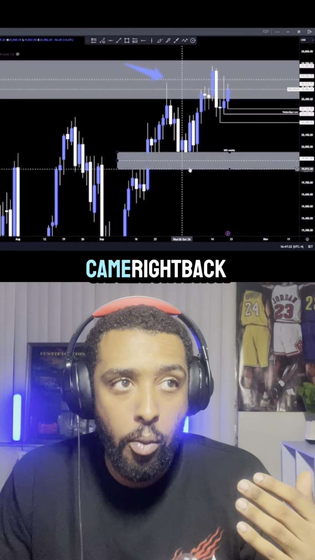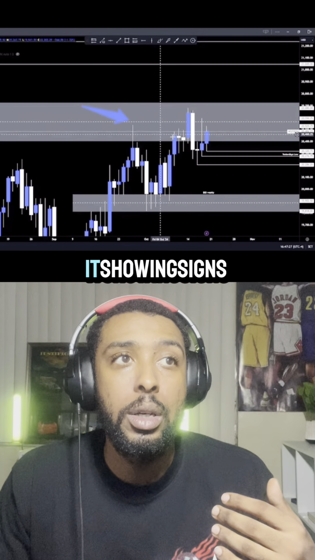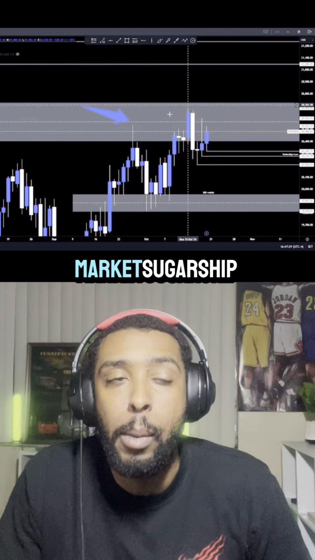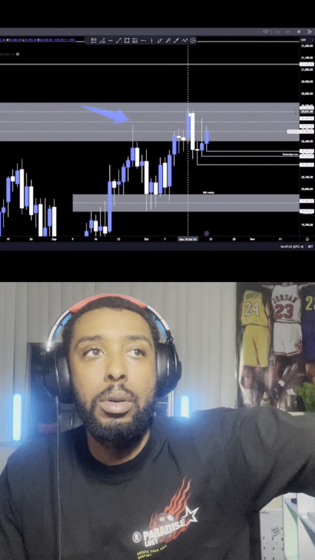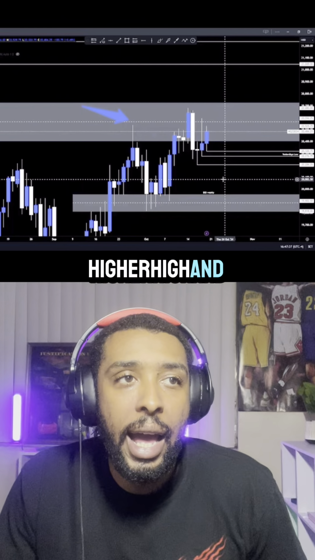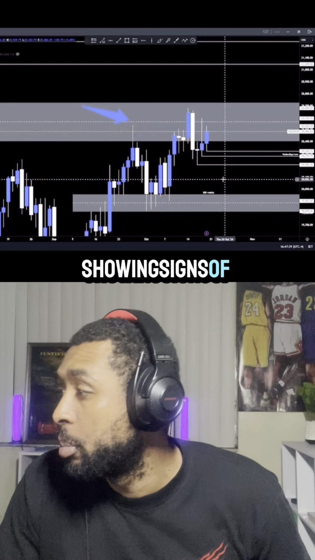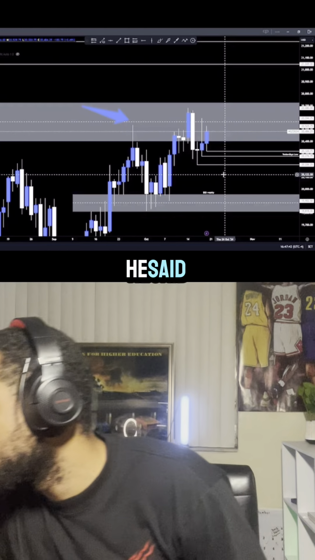Look what it did. It came right back to an inefficiency, which is here, and then it went back into it, showing signs of bullish, and it created a market structure, which is, look what it did. It created a higher low. I'm sorry, it created a higher high. See, it created a higher high and a higher low, showing signs of bullish, right? Showing signs of bullishness.